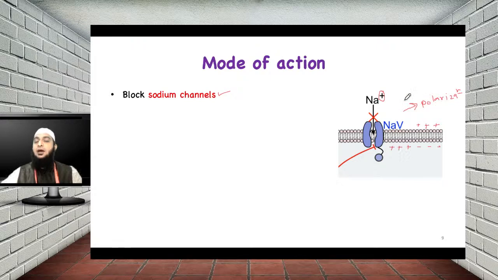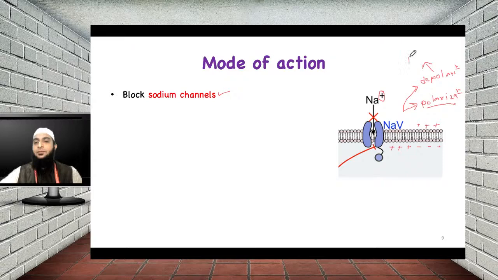this process is called depolarization. Initially, when outside is positive and inside is negative, there are two poles, so you call it polarization. But when sodium enters, it reduces the negativity inside the membrane, and this condition is called depolarization. The moment sodium enters and there is depolarization, there is generation of the action potential.